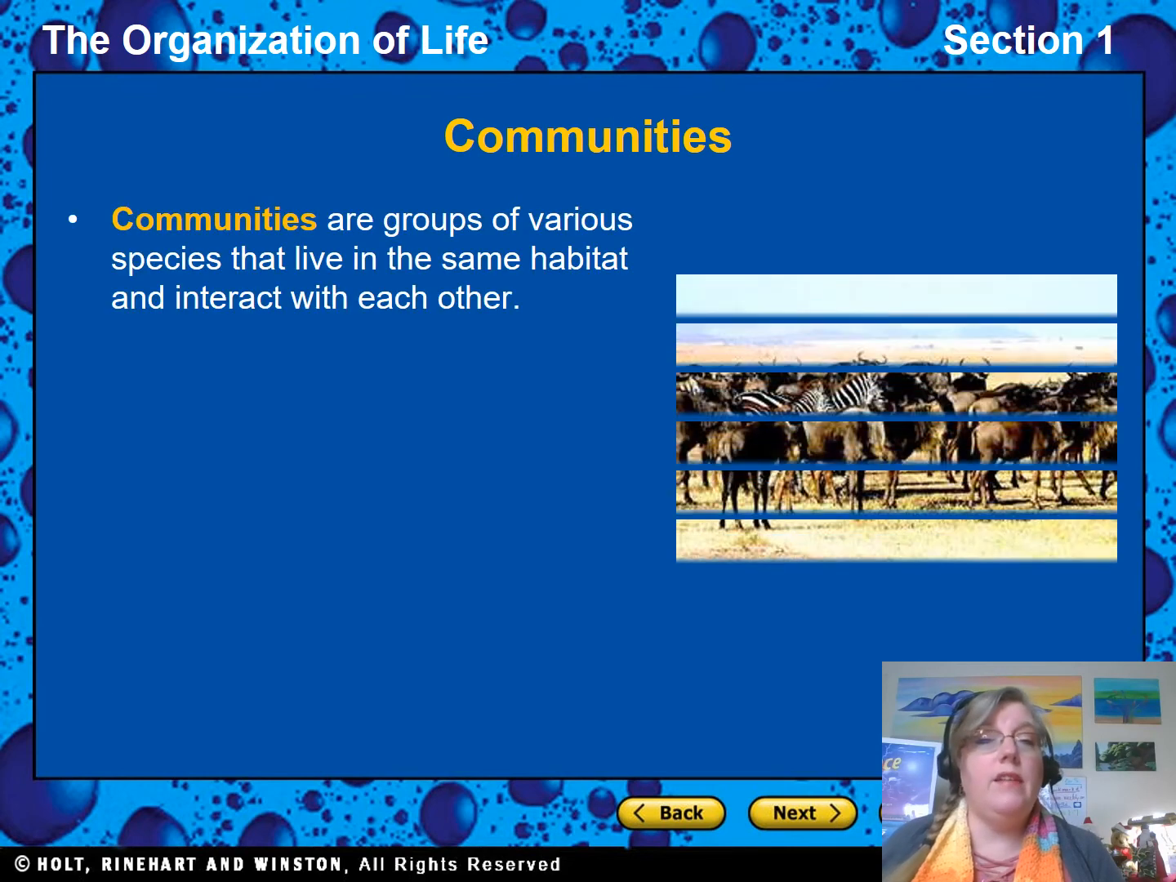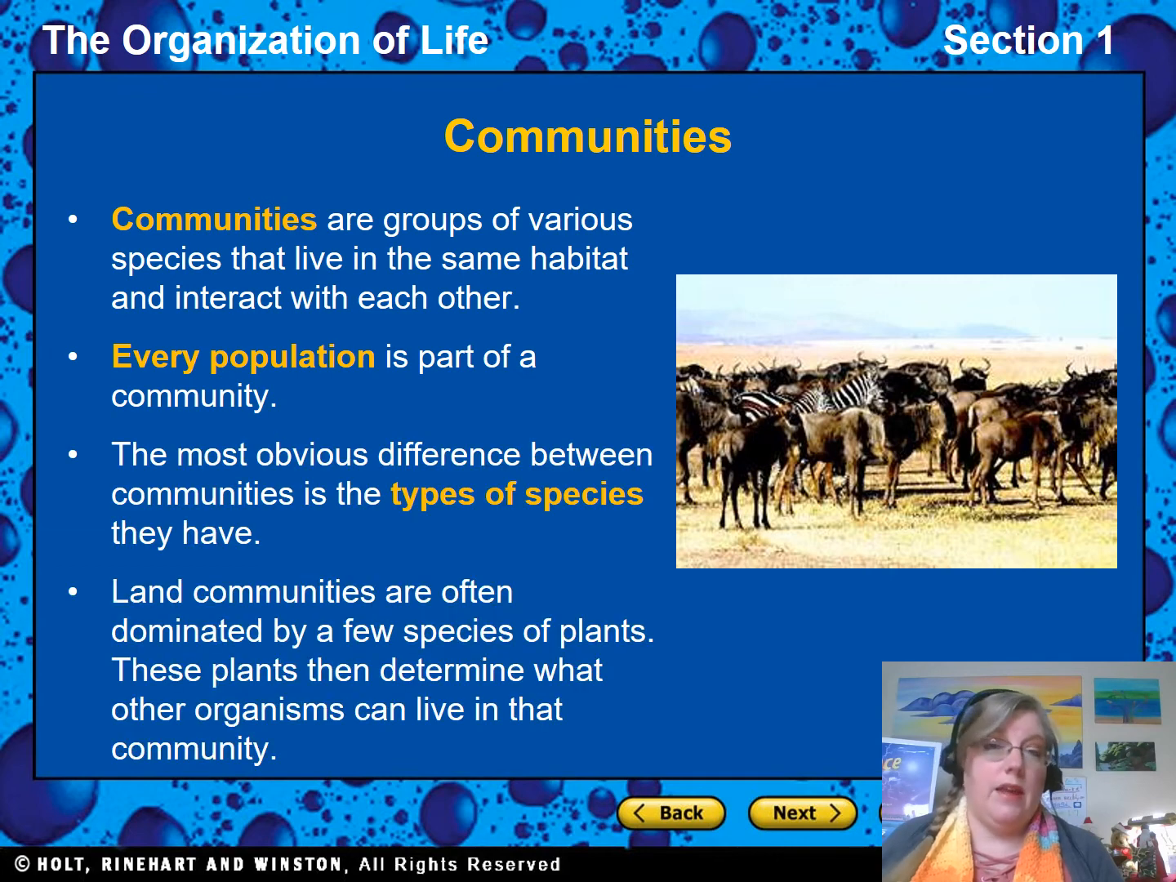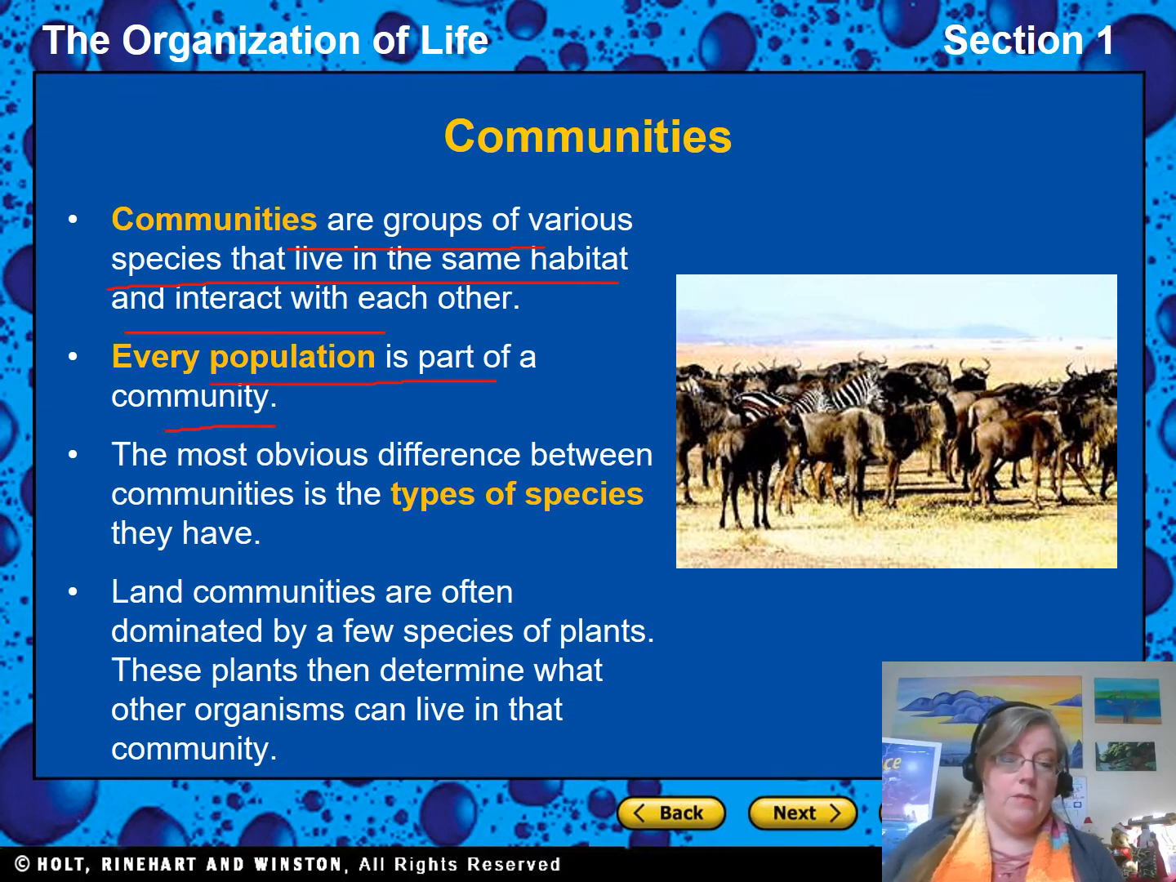Now, community is the next step up. Community is where we have every living thing in an area. Communities are the groups of various species, all of them, that live in the same habitat and interact with each other. Every population is part of a community somehow, some way. The most obvious difference between communities is that you have different types of species in them.